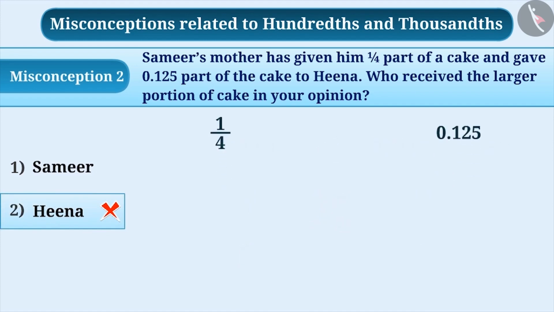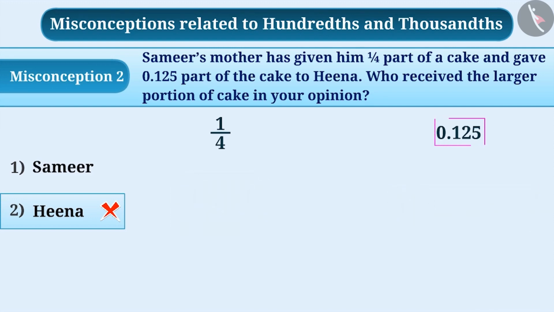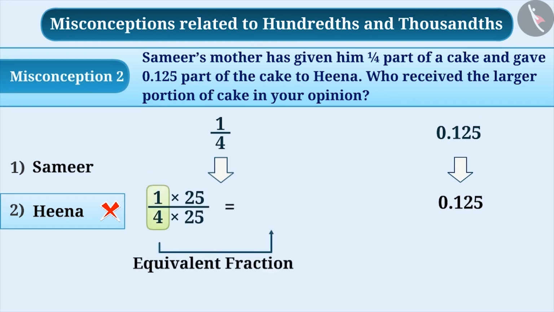In order to compare 1/4 and 0.125, we need to represent both the numbers either in decimal form or in fractional form. Let's represent them in decimal form. Since 0.125 is already in decimal form, we will not make any changes to it. To represent 1/4 in decimal form, we will multiply the numerator and denominator by 25. By doing so, we get the equivalent fraction of 1/4 as 25 by 100. Its decimal form will be 0.25.